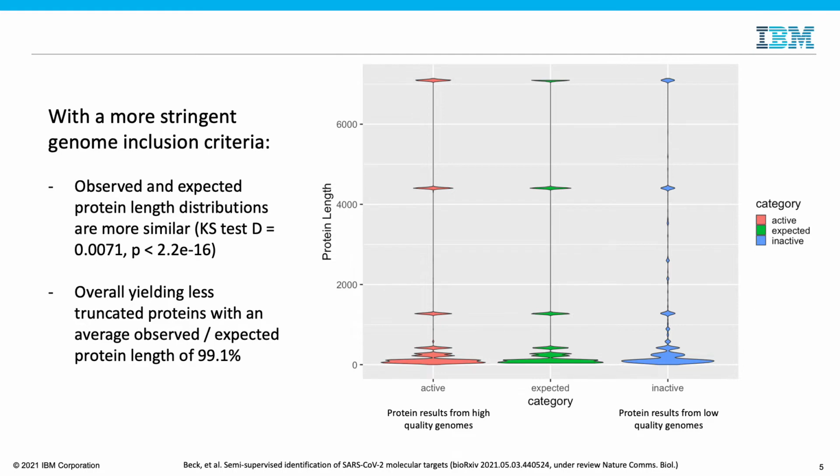You can see too that overall we yielded fewer truncated proteins in our active genomes, and this yielded an observed over expected protein length of 99.1% across all proteins. In the blue, the volume at the bottom and also some of the blebbing in that 2,000 to 4,000 range are all indicative of those truncated proteins. At the top, which is for replicase polyprotein 1AB, the volume there is not as wide as what you observe in the expected distribution.